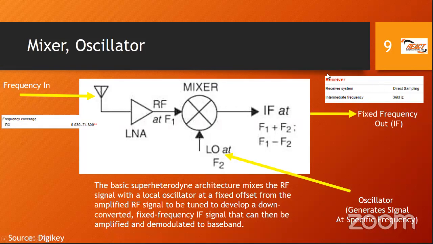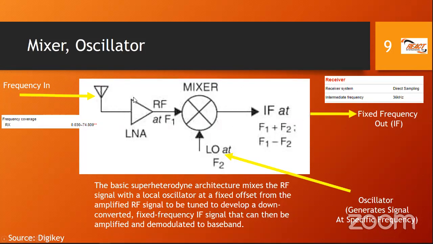So notice here, we show you a specification of a radio. Again, I think this is the ICOM 7300. The IF is 36 kilohertz. So no matter what frequency you want to tune to or monitor, the oscillator will generate a frequency such that the mixer will always generate the same 36 kilohertz out. So that's what this diagram shows here.